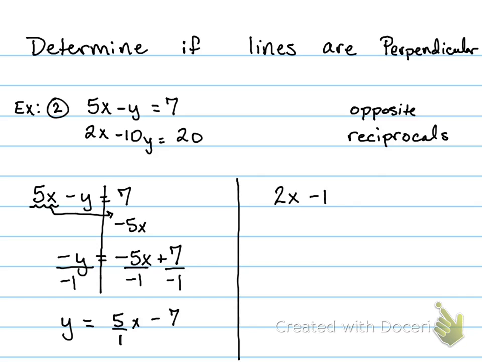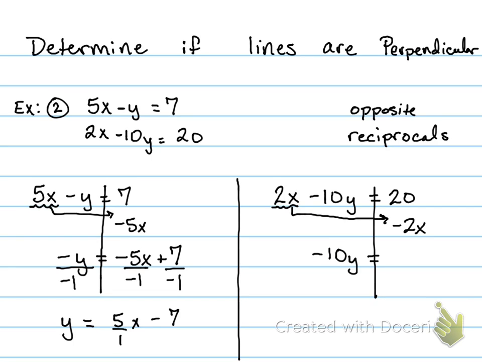Okay, in our second equation, we've got 2x minus 10y is equal to 20. And we need to get this in y equals form. So I'm going to take my x and move it over to the other side. We do that by subtracting it because it was a positive. Now we get negative 10y is equal to negative 2x plus 20. Again, got to get y by itself, so I need to divide by negative 10.